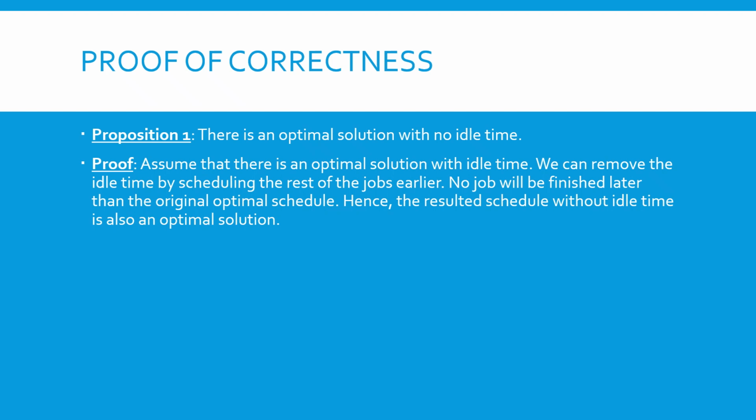Therefore, no job's lateness increases, and the maximal lateness does not increase. The resulting schedule is still optimal and has no idle time. Hence, there exists an optimal schedule with no idle time.